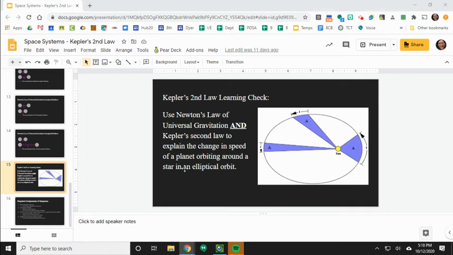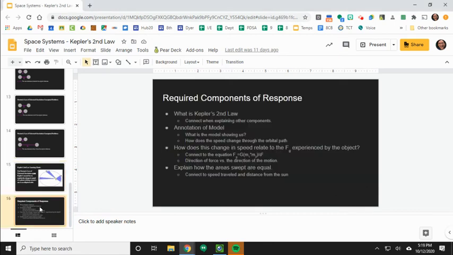Okay? So, Kepler's second law learning check is going to ask you to use Newton's law of universal gravitation and Kepler's second law to explain the change in speed of a planet orbiting around a star in an elliptical orbit. So basically, how does Newton's law of universal gravitation fit in with Kepler's second law to explain Kepler's second law? So what do you have to have in this? You've got to talk about what is Kepler's second law. So make sure that you're connecting Kepler's second law when you're talking about the different components.